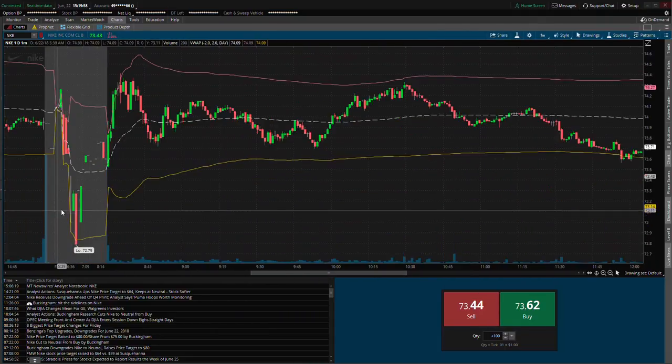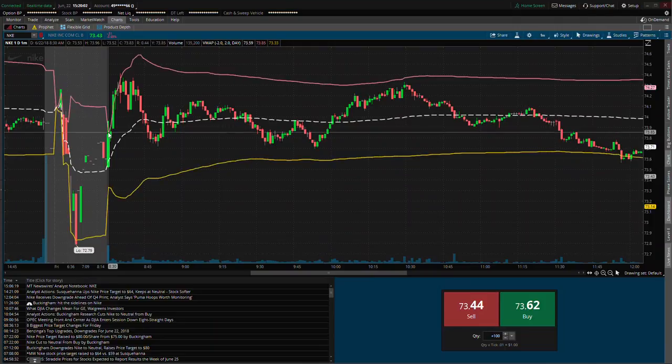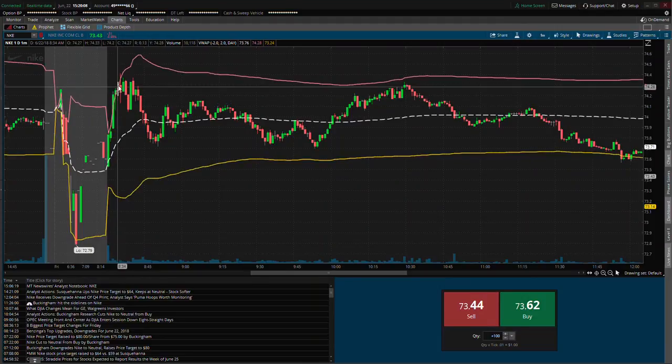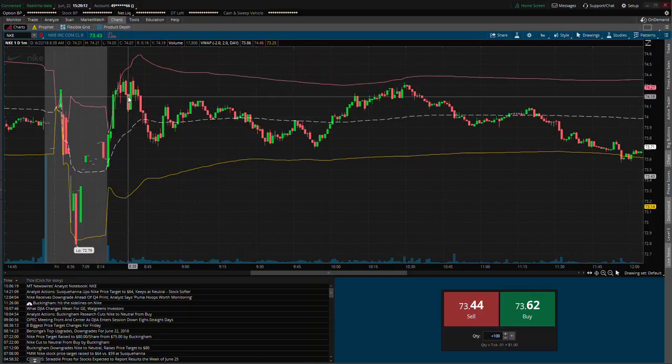Now, as you look at this, it rips up at the opening of the day. It comes up here and it hits this upper band. It rides up it for a few minutes, and then it starts trying to sell off a little bit, and then it comes back up.